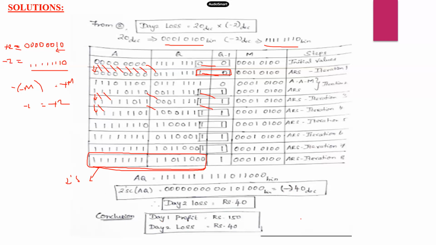So this is the way to perform Booth multiplication. Once again, I tell you that Booth multiplication is most suitable for negative multiplication. I hope you understand this concept.